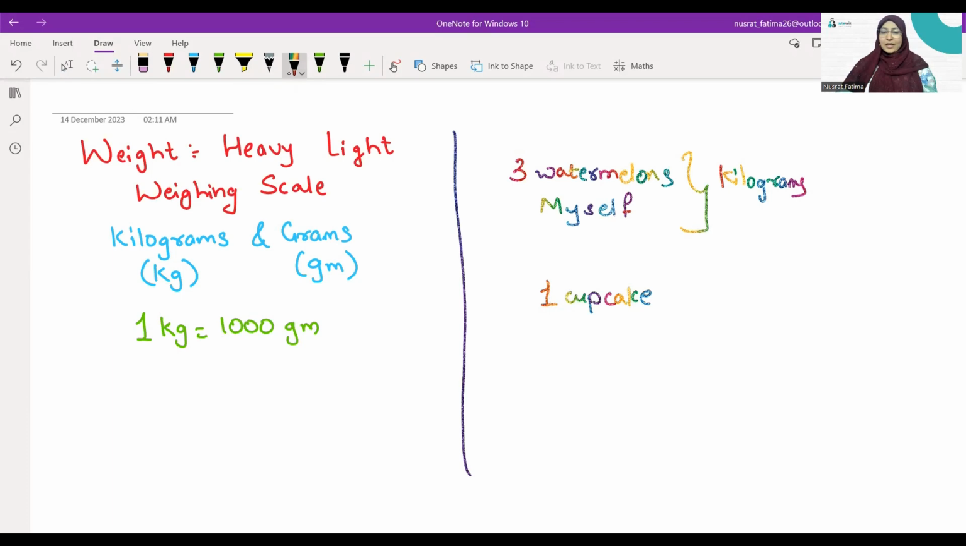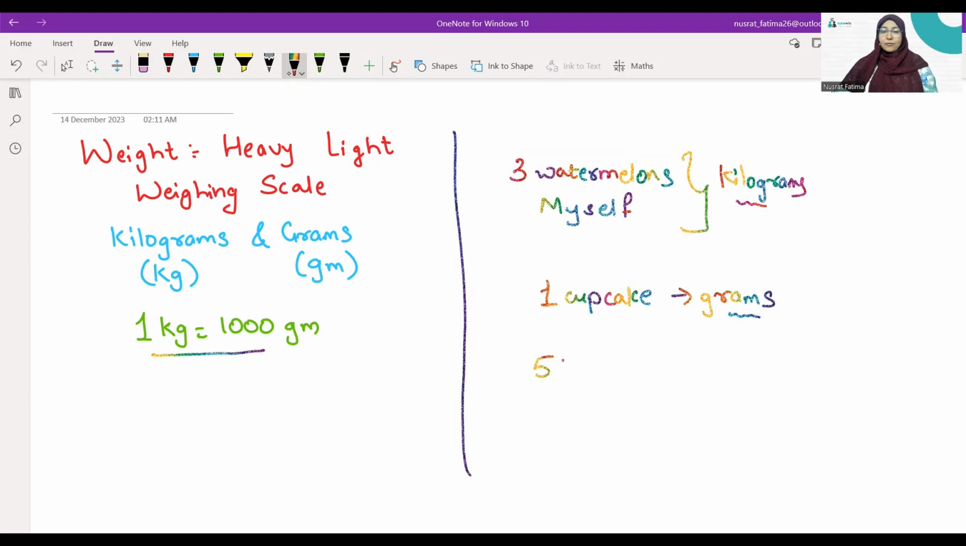But suppose I want to weigh just a small cupcake. I know a cupcake is very light in weight. So if it is lighter, you can just weigh it in grams. Similarly, if you want to weigh a small feather, it's so light, so you're going to measure it in grams. If the things are heavy, you go and measure it in kilograms. And how do you compare them? You have to remember this rule: 1 kilogram is equal to 1000 grams.